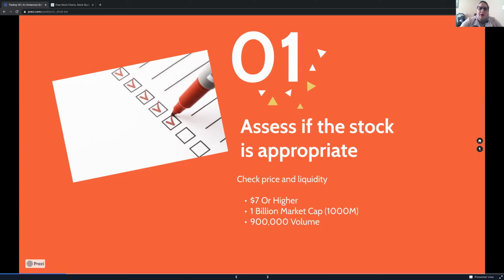Now, you might see two volume numbers if you're looking for volume, and we're about to show an example. One of them is like average volume, and one of them is current volume. I look at the average volume. It's more of an indication of what it is, but ideally there should not be a huge difference between those two numbers, right? So the volume that we're looking at is 900,000 or more.